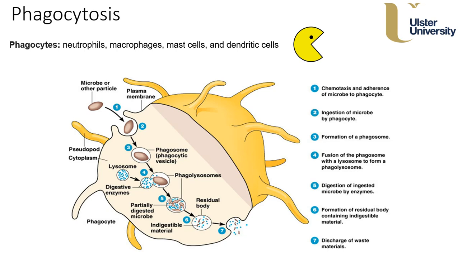Then a molecule called EEA1 encourages the phagosome and the lysosome to come together. They then fuse together to form the phagolysosome. The lysosome brings with it a range of enzymes that help to degrade the pathogen. So the pathogen is degraded inside the phagolysosome, and the material that is indigestible is discarded.